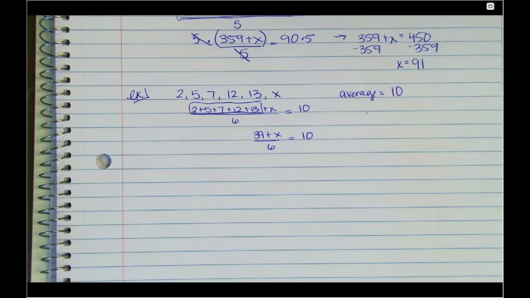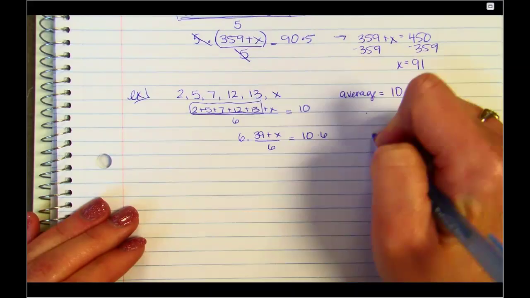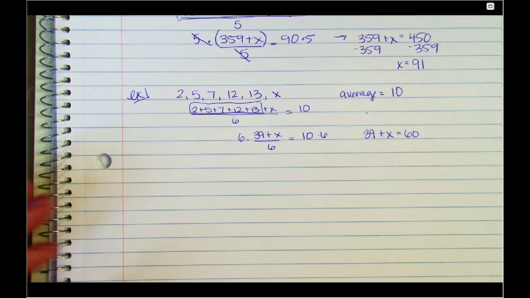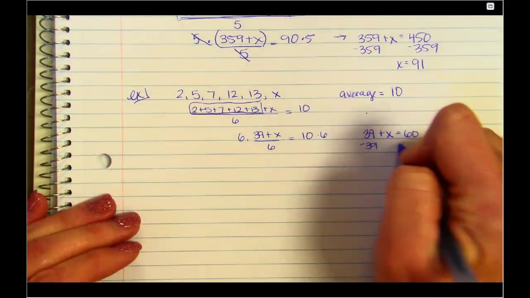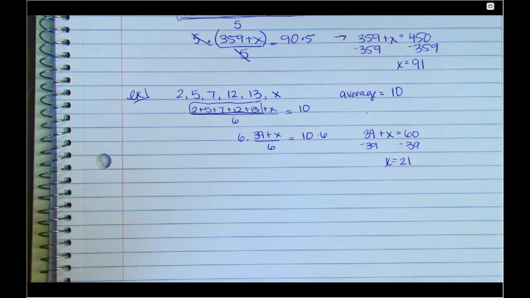Gotta get rid of what's on the bottom of the fraction. So we have 39 plus x equals 60. Now what? Minus 39. So we get 21. And we're done.